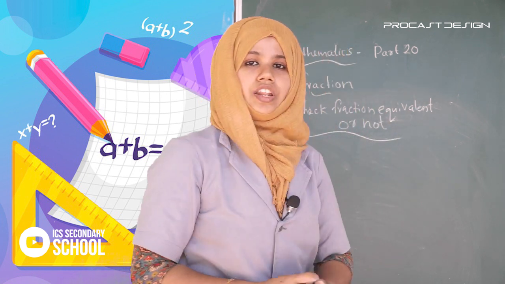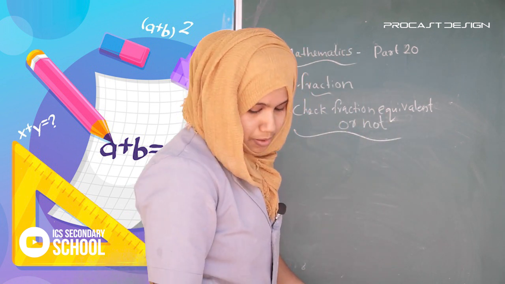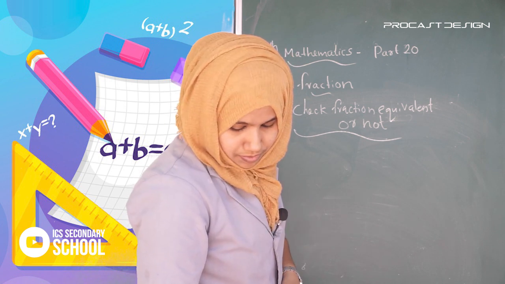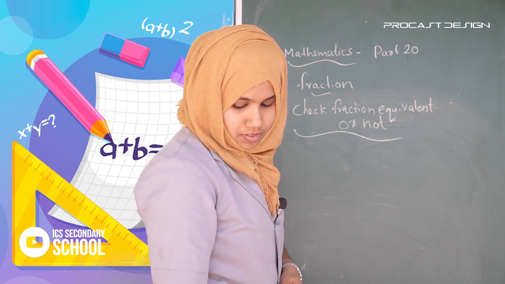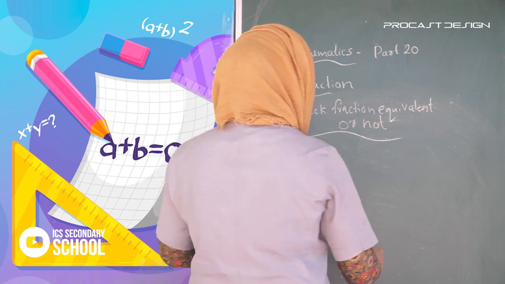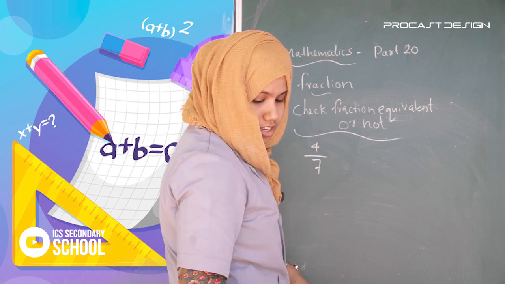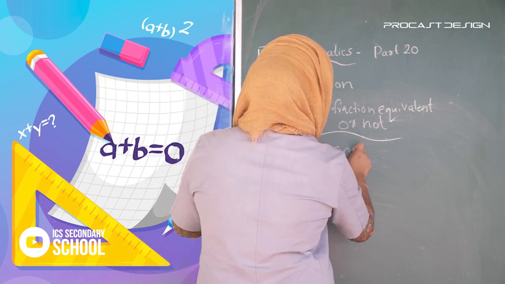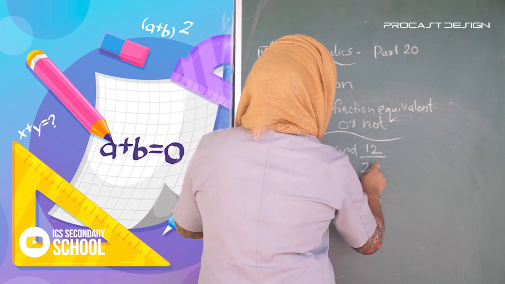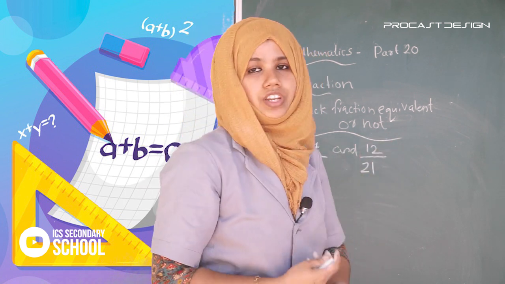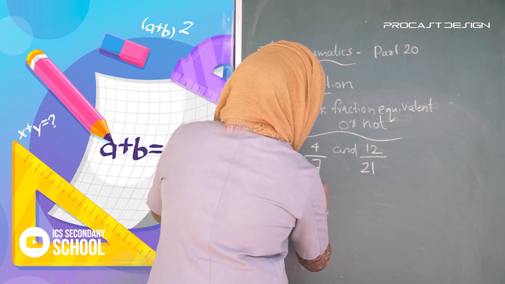Check whether fractions are equivalent or not. What will we do? For example, 4/7 and 12/21. To check whether the fractions are equivalent, we use cross multiplication.